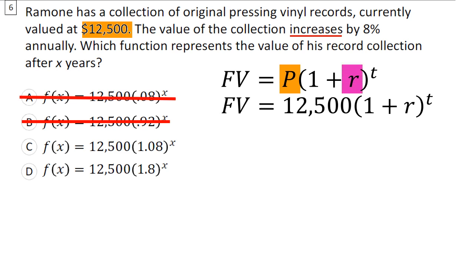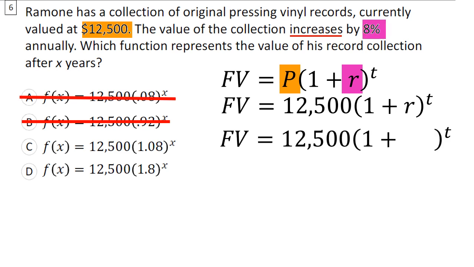The R is the big deal, and remember it's 1 plus R. So 1 plus 8%. How do we write 8%? We're going to write it as 0.08. Change it into a decimal. What's 1 plus 0.08? 1.08. Now the T is just going to be the X.